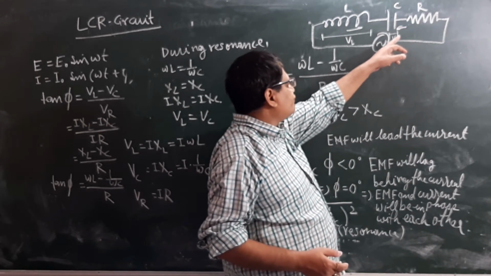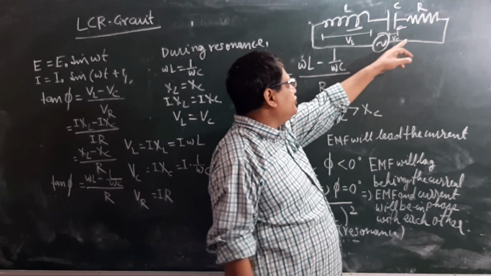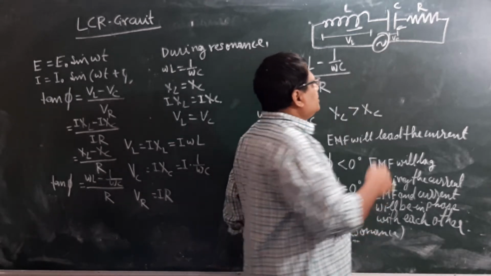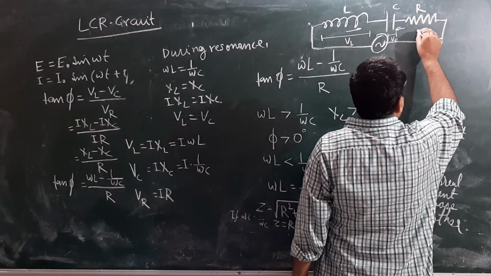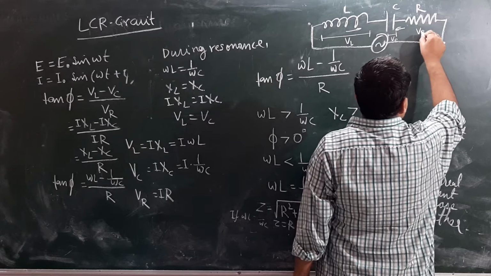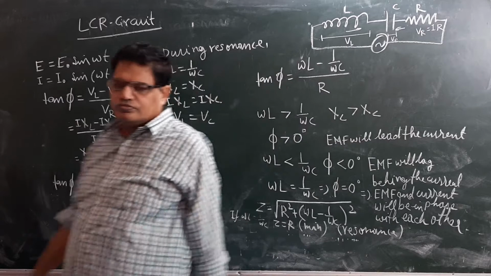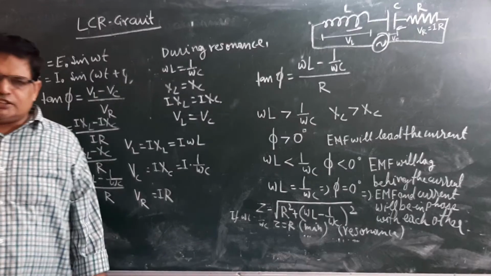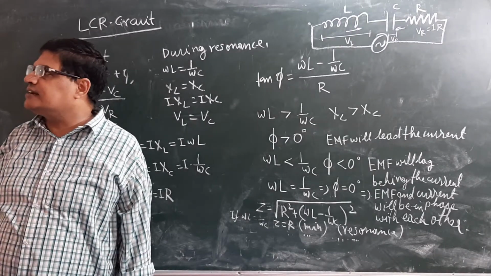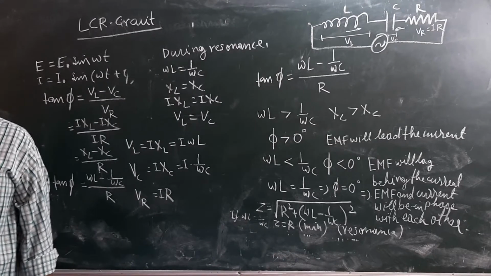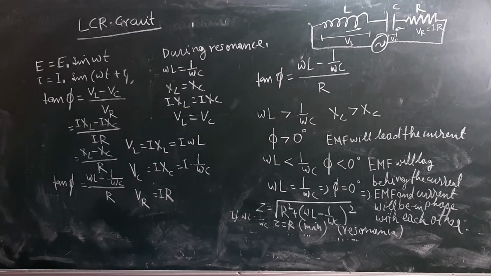Ultimately, we can say that current and EMF will be in phase with each other, and only the potential drop will be along the resistor, that is VR, and that is equal to I into R. So that is the theory relating to LCR circuits. Based on this, we can solve a few numerical problems.